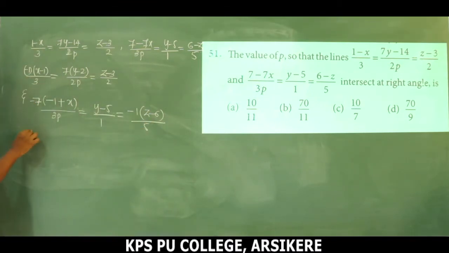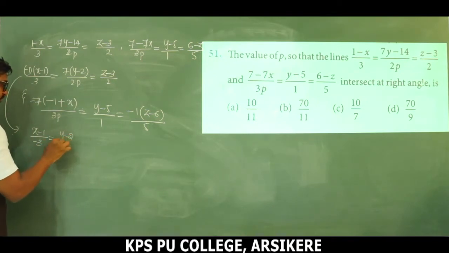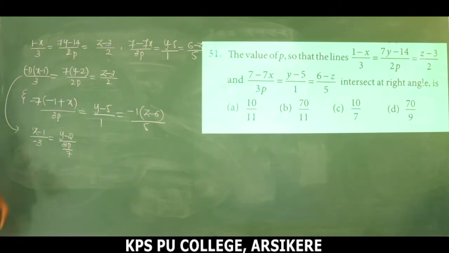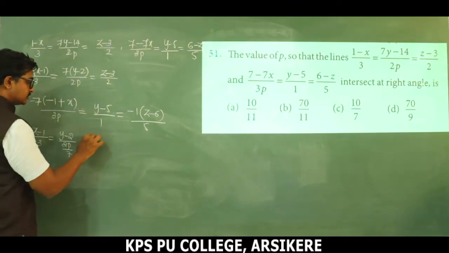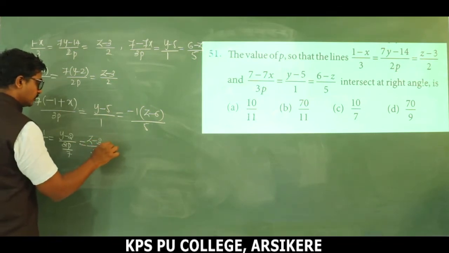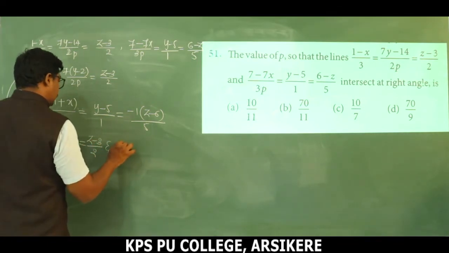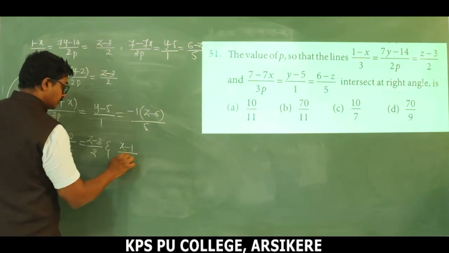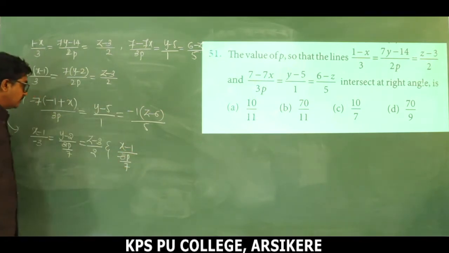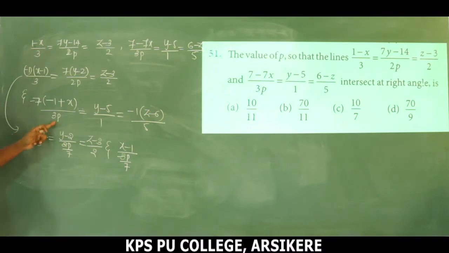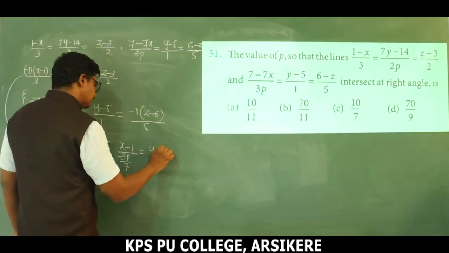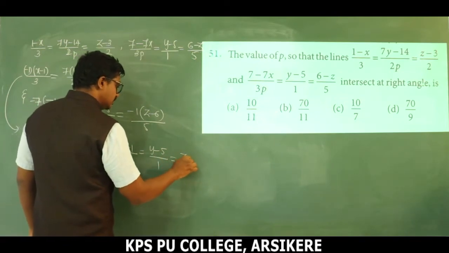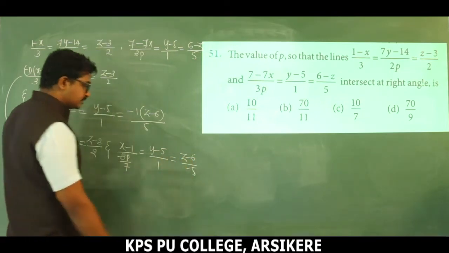Next step, this can be written as the first equation: x minus 1 divided by minus 3 is equal to y minus 2 divided by 2p by 7, right? This 7 goes to the denominator, and this becomes z minus 3 divided by 2. And the second equation: x minus 1 divided by minus 3p by 7, this term goes to the denominator, is equal to y minus 5 divided by 1 is equal to z minus 6 divided by minus 5.